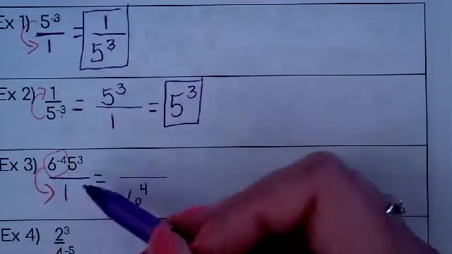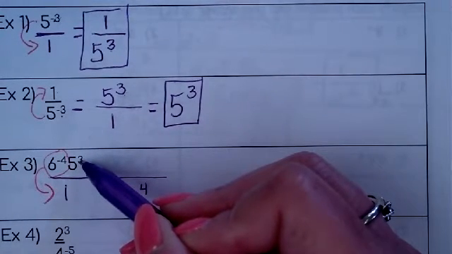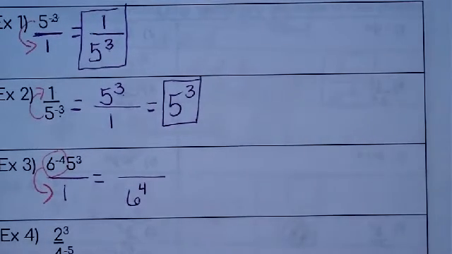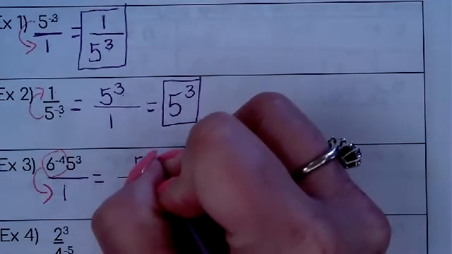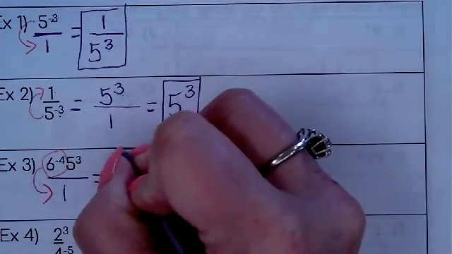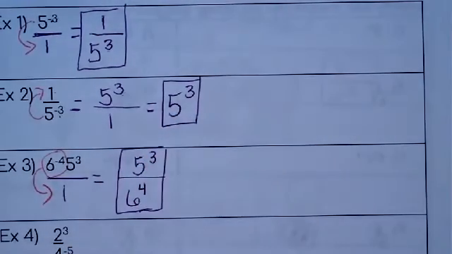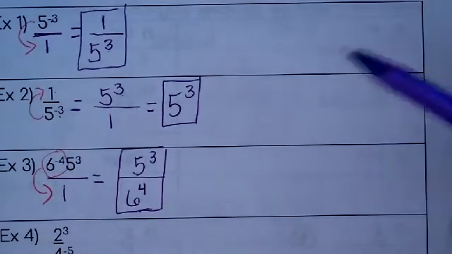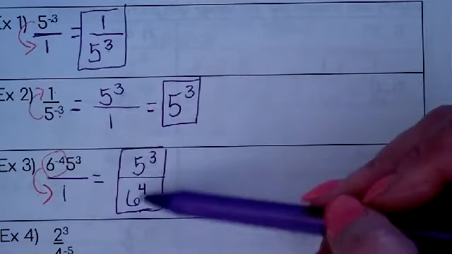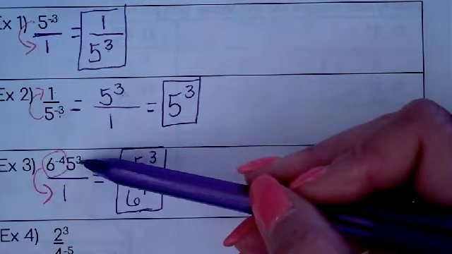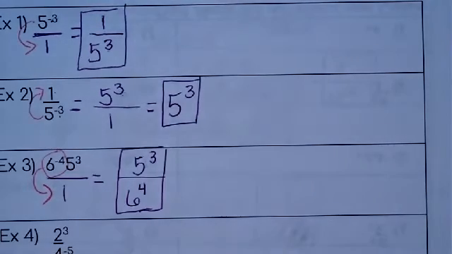But look at this 5 to the third. That 3 is a positive exponent. It is not negative. I don't need to move it. I only move the negative exponents. So the 5 to the third is going to stay right where it is. It does not move, and there is my answer. Now, let's recap that. Move your exponents that are negative. Don't move the positives. Leave them right where they are.